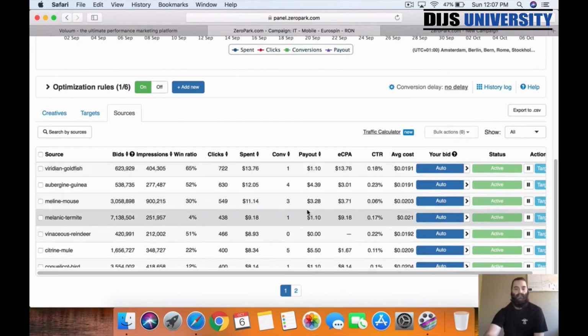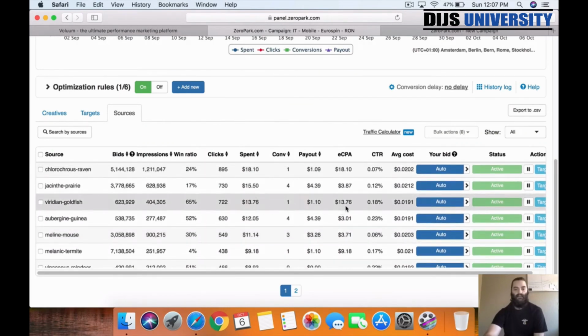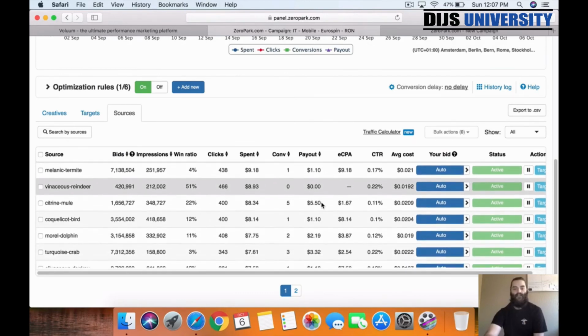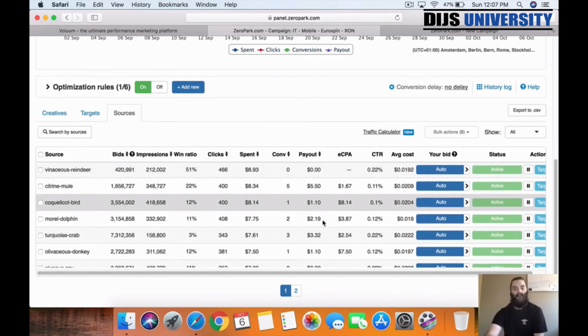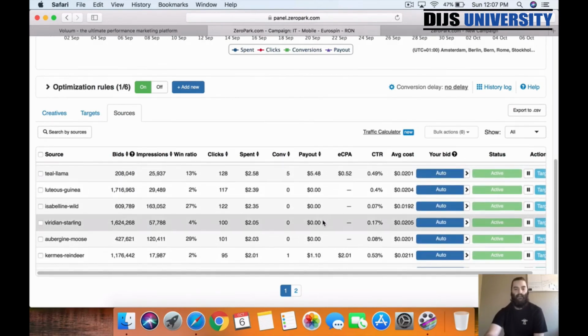So let's see if there's anything else. This one was probably just a lucky one. We sent 720, we got 722 clicks, spent $13.76. Oh wait, I was looking at the wrong thing. Yeah, this one was not good at all. We spent $13.76 and we only made $1.10. So overall, all of these targets and sources aren't really profitable, and that's why we got this campaign paused and moved on to the next.